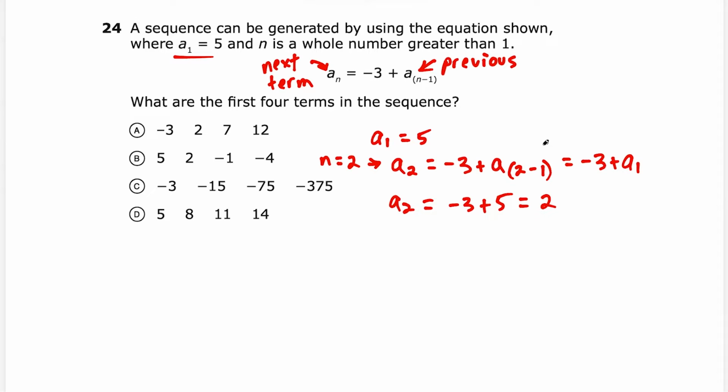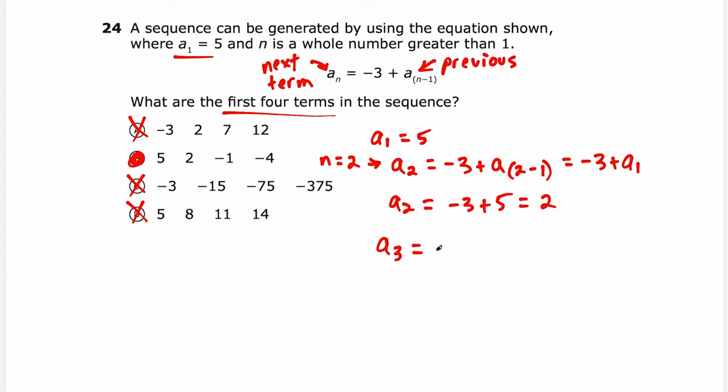Okay, so this is going to start out with 5 as the first term. We want to know the first 4 terms in the sequence. We have 5 first, 2 second. So right away, this eliminates all the answer choices except B. But I'll go ahead and find the next few terms just so we can see how these types of sequences work.